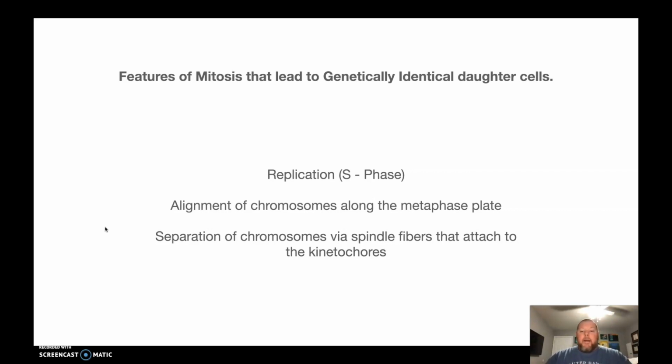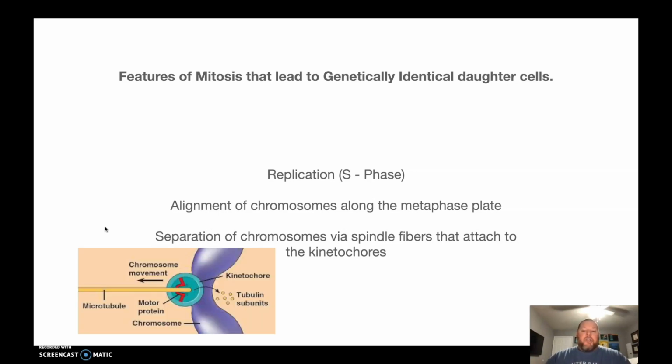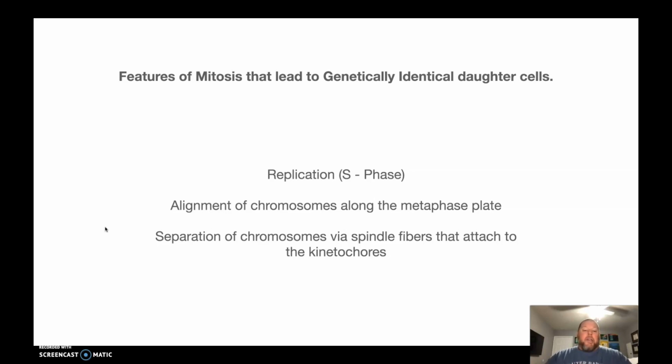the other in that line, and then as anaphase begins, those sister chromatids are pulled apart, and then the separation of the chromosomes via the spindle fibers that I just mentioned. Remember, the spindle fibers are attached to the kinetochores, and they basically kind of chew their way back down that spindle fiber, separating the sister chromatids, and then ultimately leading to two cells that are genetically identical.